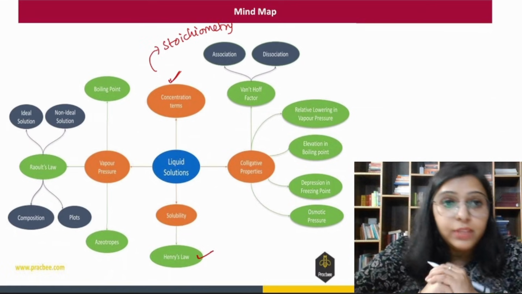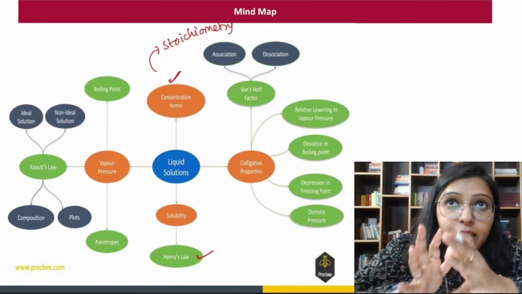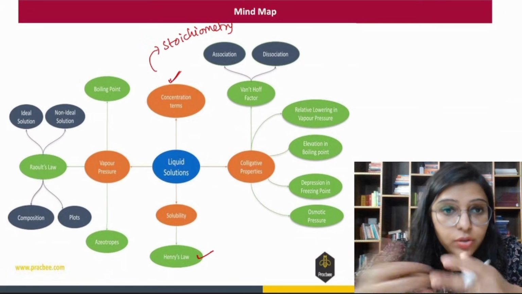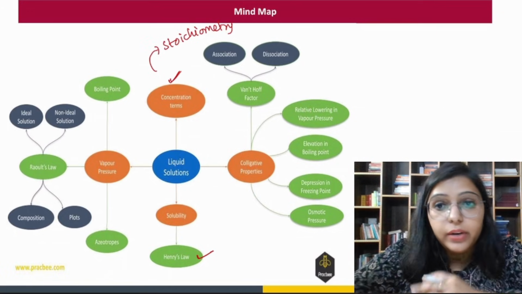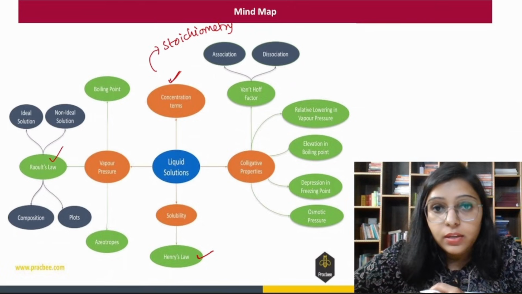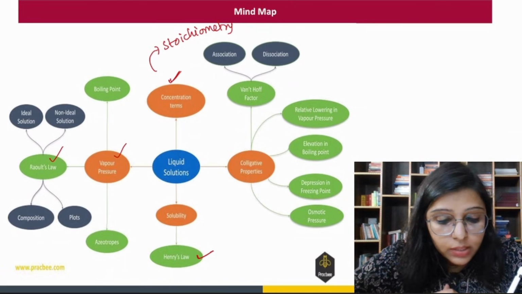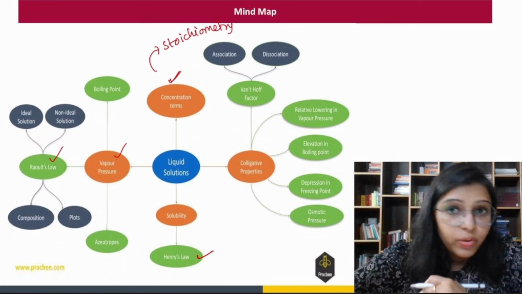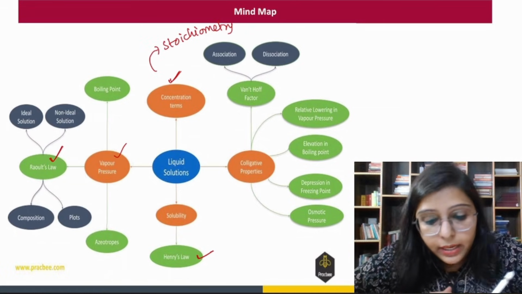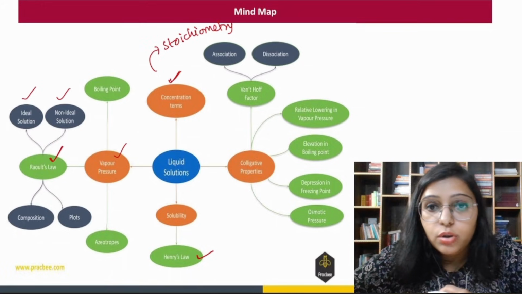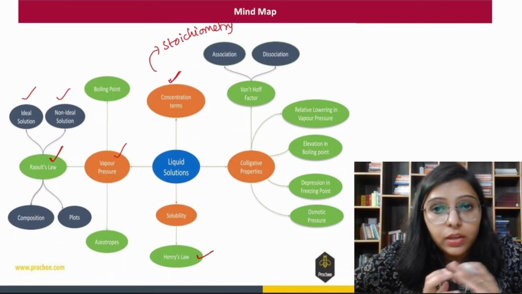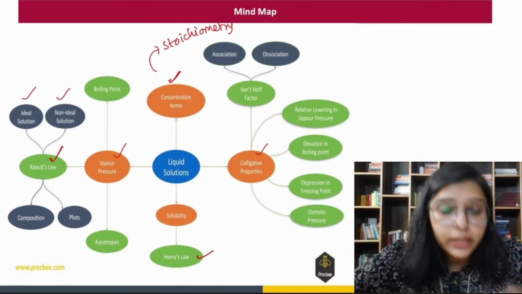Then we have the liquid in liquid solution. So what is the vapor pressure of the volatile liquid, right? So we are going to use Raoult's law for that. So in the liquid solution, we are going to understand vapor pressure, and with respect to vapor pressure, we have Raoult's law. Raoult's law we are going to apply in ideal solutions, non-ideal solutions, and azeotropes. Okay, is it clear?